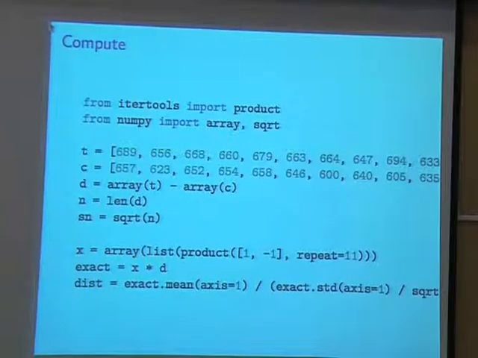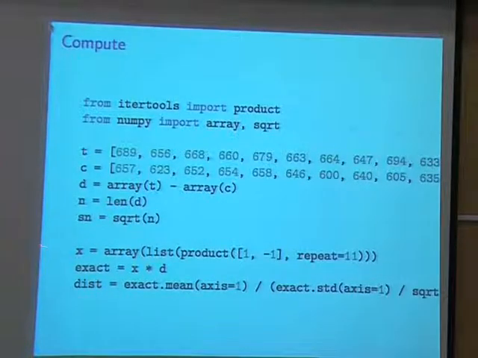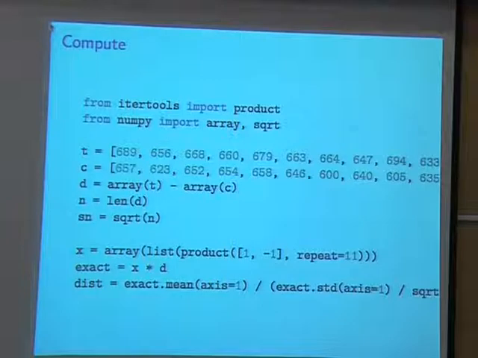And I'll turn that into a list and then make that into an array. So this X now is just going to be 2,048 sets of 11 numbers of ones and negative ones. And I'm going to take this X and multiply it by my D. And so this now, my exact, is going to use broadcasting, and I'll have that entire list of possible weights that I could have possibly observed under my assumption of the null hypothesis.